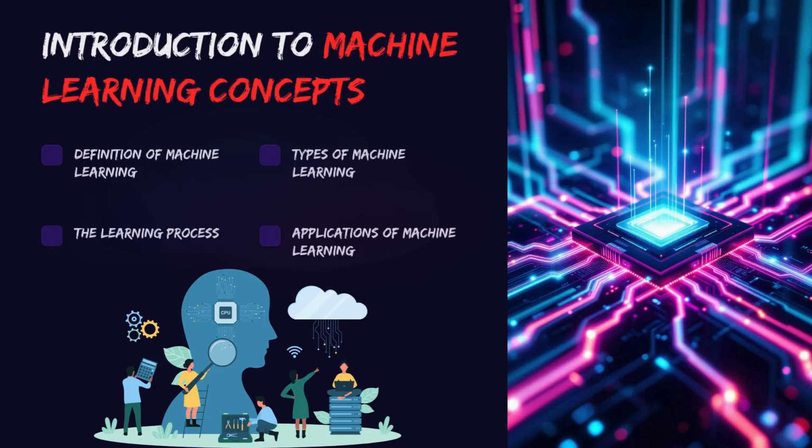Definition of machine learning. A subset of AI that focuses on algorithms that improve automatically through experience and data usage. Types of machine learning. Supervised, unsupervised, and reinforcement learning, each with distinct approaches to learning from data. The learning process. Understanding how machines learn from data, including feature extraction, model training, and evaluation. Applications of machine learning. Exploring real-world applications across various industries, from recommendation systems to autonomous vehicles.